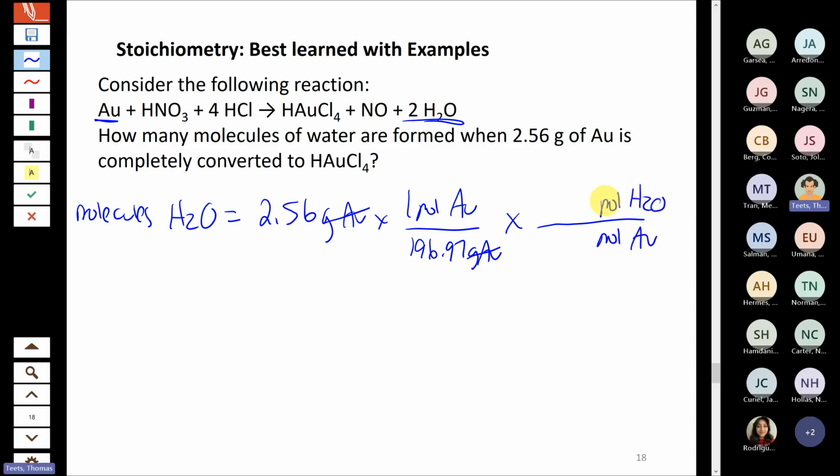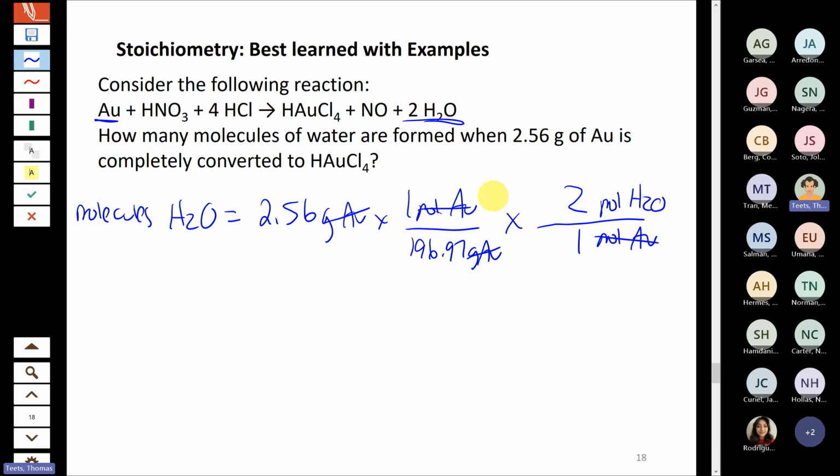And this ratio is going to come directly from the balanced equation. We write it in this way because we want moles of gold to cancel, and we want to get into moles of water. If we look at the balanced equation, which is given to us, we have a coefficient of 2 in front of water. So that means there's going to be 2 moles of water formed for every 1 mole of gold. There's no coefficient here, so it's assumed to be 1. And so that's the ratio we're going to use to convert gold into water. So that gives us moles.